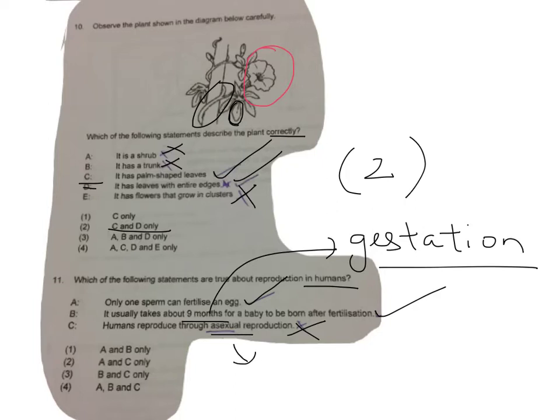Asexual meaning you only need a single cell, or maybe only the male or only the female. That's not true. In humans, you need both the female and the male. So only option A and option B are true. So question 11, A and B, answer is 1.